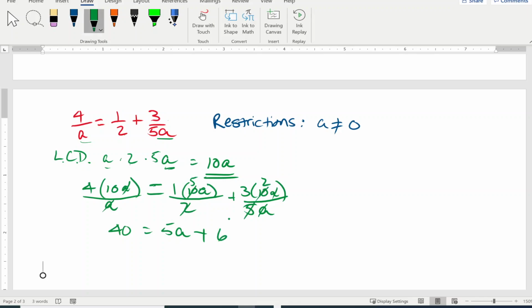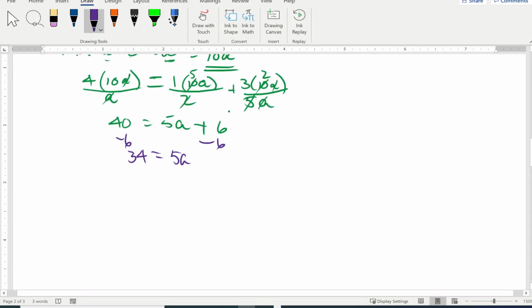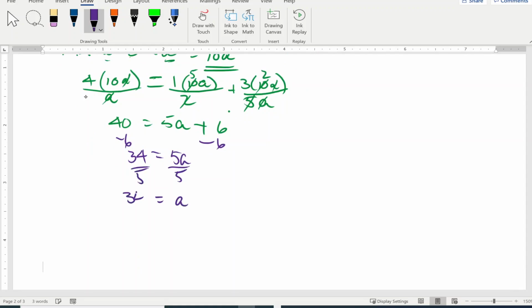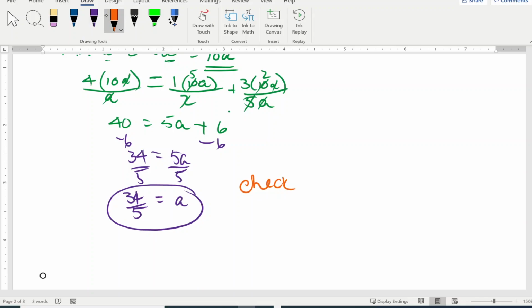So now, let's subtract 6 from both sides, and here we get 5a is equal to 34. So now that leaves us dividing both sides by 5. We have a is equal to 34 over 5. Okay, and again, you should double check this and plug this back into the original equation, and you should get the correct answer. Okay, 34 over 5 is a.